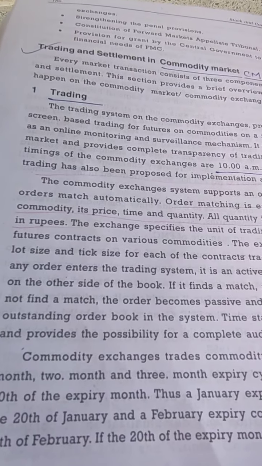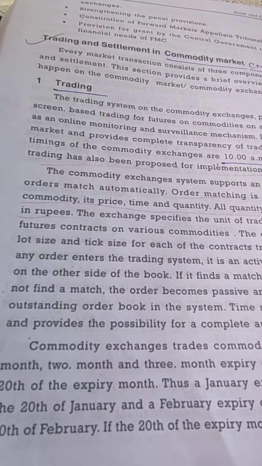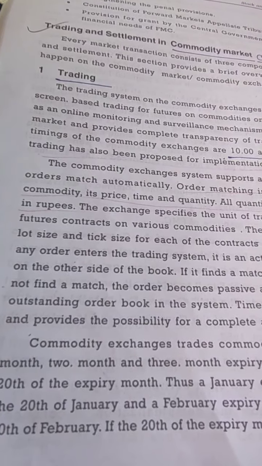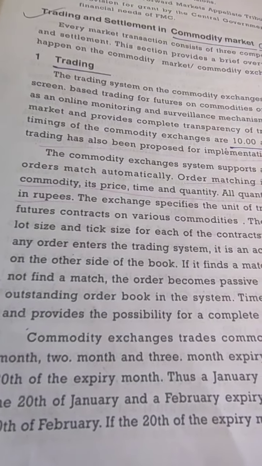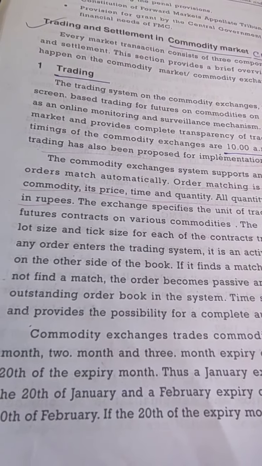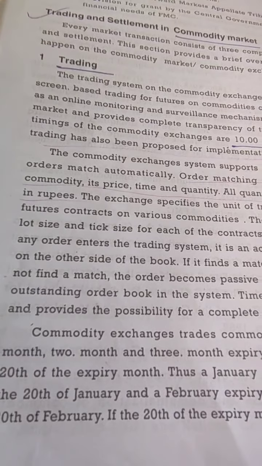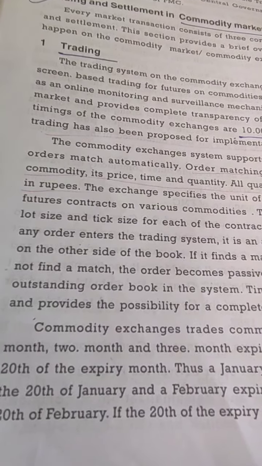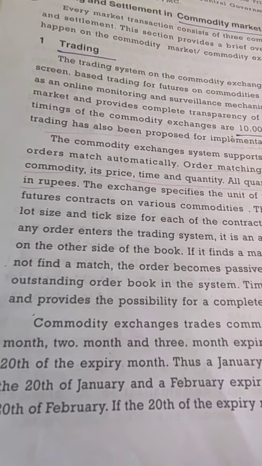Okay, so this is for each contract. It will be uploaded by the commodity exchange from time to time. Like I told you, it's an online trading, so you can look into this lot size and tick size, the size and the quantity and the price, and then you can try to match your orders.